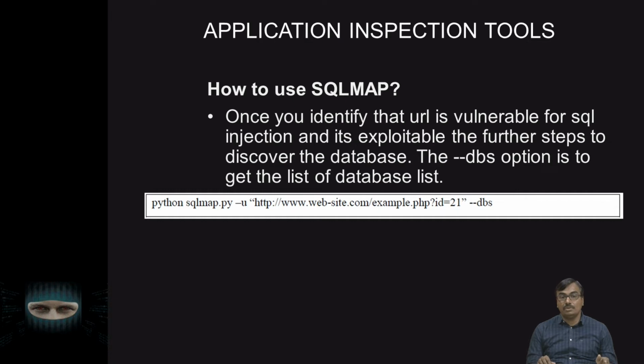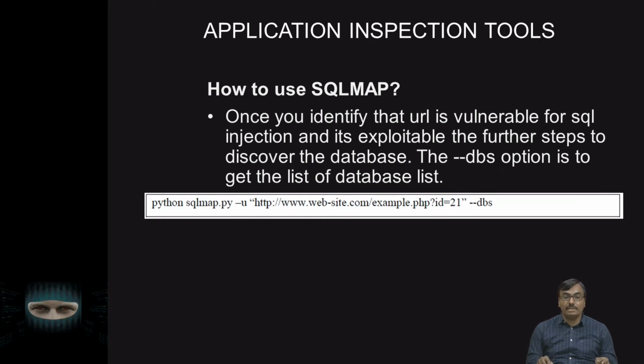So how to use SQLMap? Let's see. Once you identify that the URL is vulnerable to SQL injection and it's exploitable, the further steps are to discover the database. Firstly, we use this command and provide some parameters, like the --dbs option, which is used to get the list of databases available inside the database server.